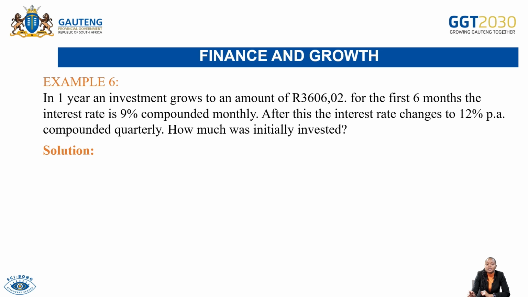So let's do this one. It says, in 1 year, an investment grows to an amount of 3,606.02 cents. So that's your A, because it's your accumulated amount. For the first 6 months, the interest rate is 9% compounded monthly. So let me just do my timeline.